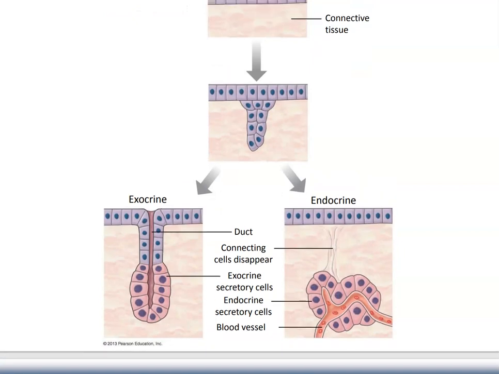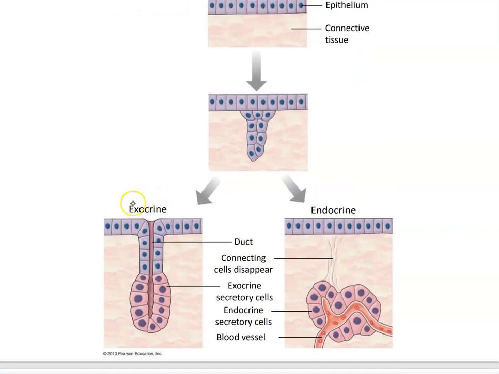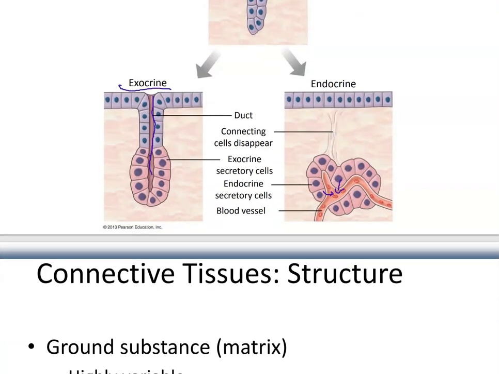Here, the difference, let's focus on this one right here. Exocrine gland, we have a little duct. These are the cells that are producing something, and then we are delivering it via a duct. Endocrine cells release whatever they produce directly into the blood. So they use a little capillary here, and they dump their contents into the blood directly.